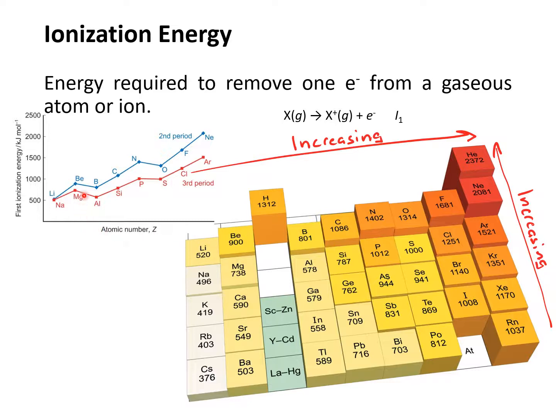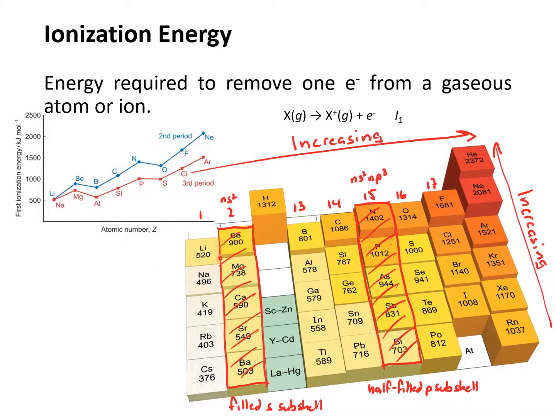There are two notable exceptions. One occurs in group 2, and another one occurs in group 15. Those are significant because they represent a filled s subshell and a half-filled p subshell, respectively. Those two electron configurations are important because they tend to be particularly stable electron configurations. Here we see what we mean by half-filled subshell, where in the np3 configuration we have one electron in each of the three p orbitals.